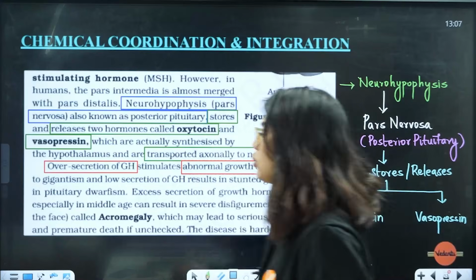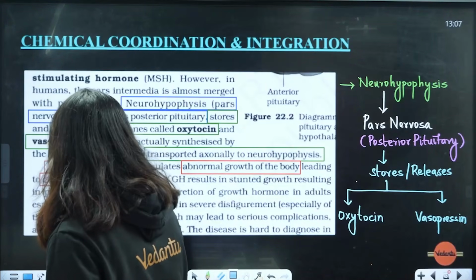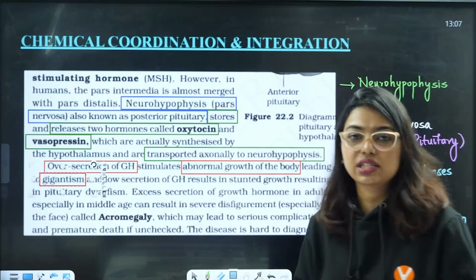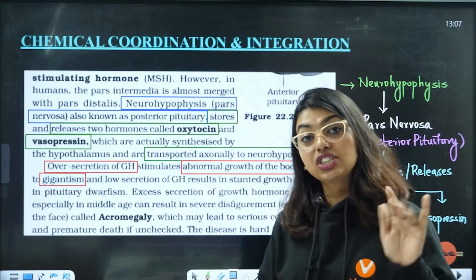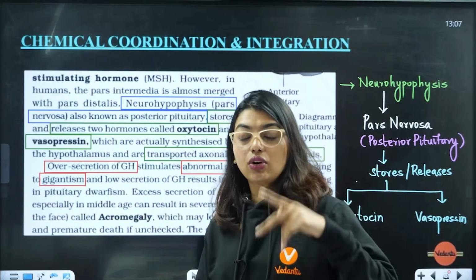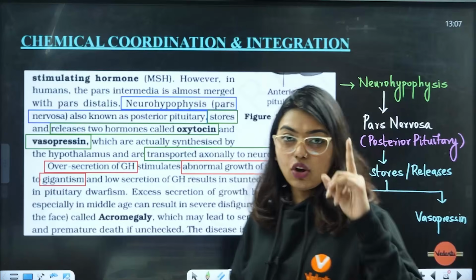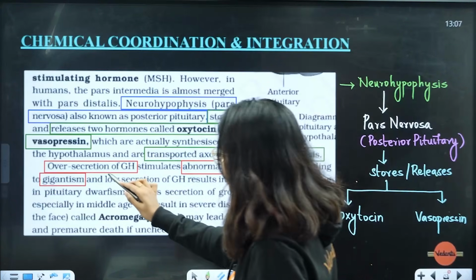Have you seen people who are extremely tall? Not normally tall, extremely tall. Not your friend who is 6'1". That is not extremely tall. That is gigantism, which is in your Guinness book. I forgot his name. So that tall. Gigantism and low secretion, students.